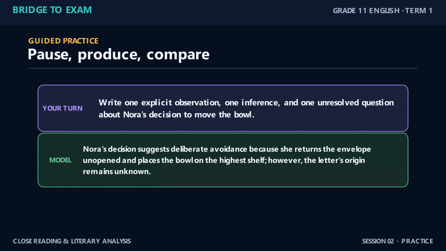Here is a strong model, not the only possible answer. Nora's decision suggests deliberate avoidance because she returns the envelope unopened and places the bowl on the highest shelf. However, the letter's origin remains unknown. Compare the logic of your response with the model. Keep any alternative interpretation that is equally precise and equally well supported. Revise one sentence now so its reasoning becomes easier to follow.